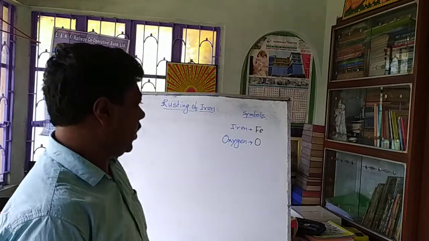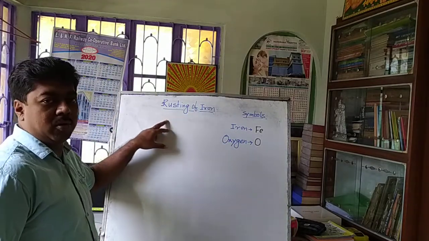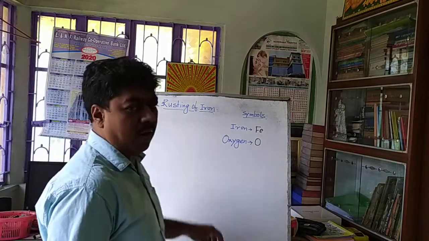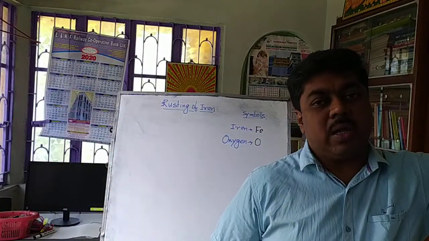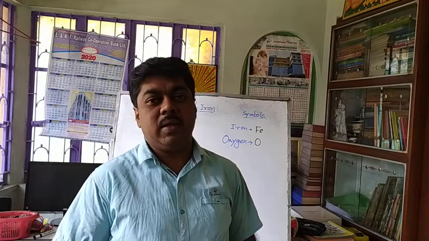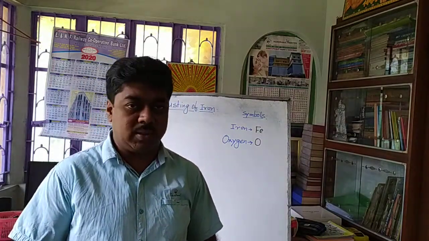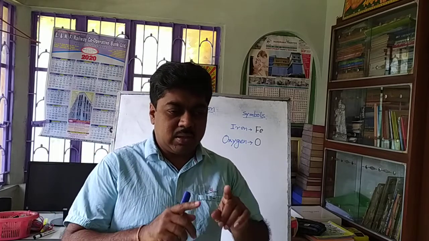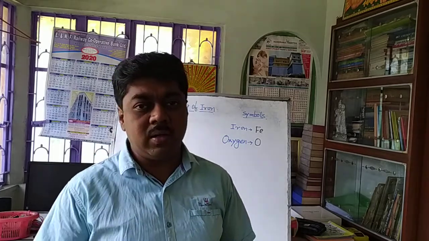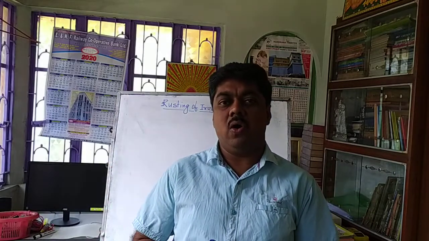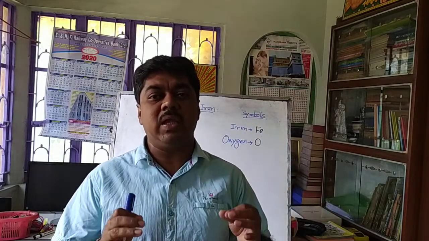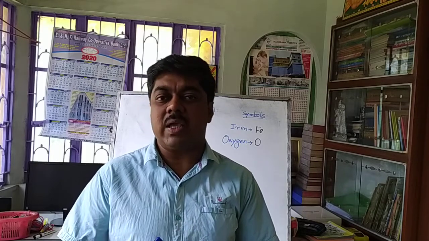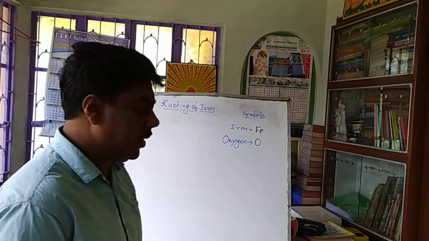Our today's topic is already written on the board, that is rusting of iron. Rusting of iron is a very common process. That means we know about this. It is a reddish brown layer that appears on the surface of any iron object. That is called rusting of iron. Let me show one example.